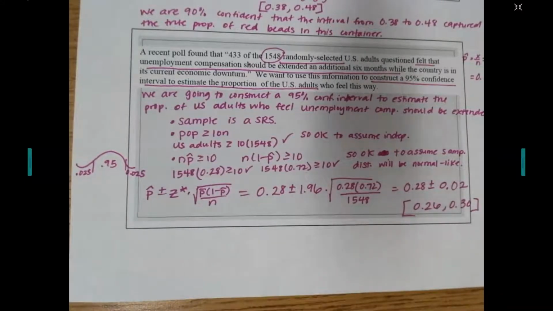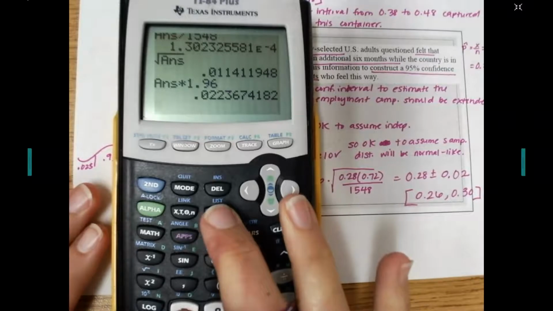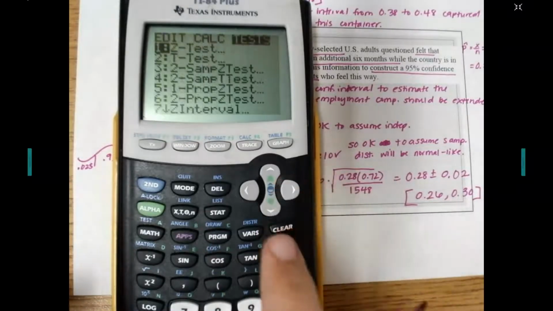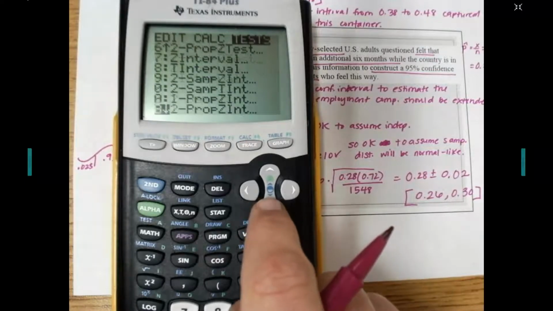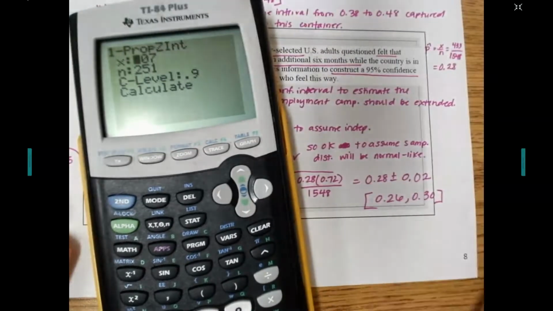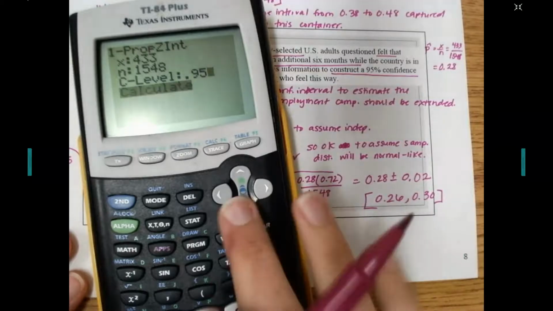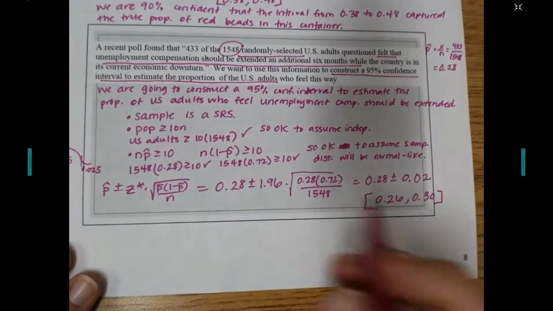And before I write my conclusion, if I want to check my answer and make sure I did it okay, remember how to run this interval on the calculator? Remember, go to stat, over to test, down to 1 proportion z interval. Now, remember, all the tests are at the beginning, so you got to go down to your intervals. So 1 proportion z interval. It's going to ask you for x and n. So x is what we have in the numerator over here, the total number I was looking for, so 433. n is the total number in your sample, so 1548. My confidence level is 0.95. And then we're going to hit calculate. And that's essentially what I got, right? We just rounded. And so we can finish this out with a conclusion.